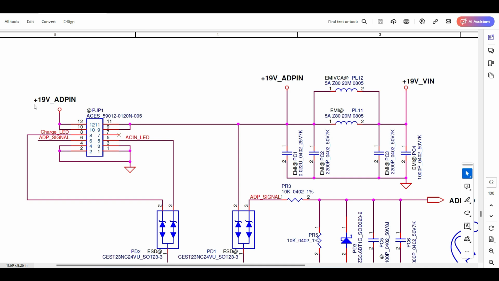Now, it's a DC jack. It's 19 volts VDP. Usually, it's HP, right? So, in HP, multiple pins will be there. So, multiple pins are available. What are those? Here, it's 9 and 11, and 10 and 12. These are the positive ones.